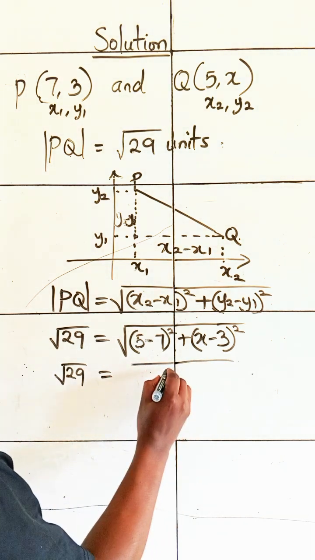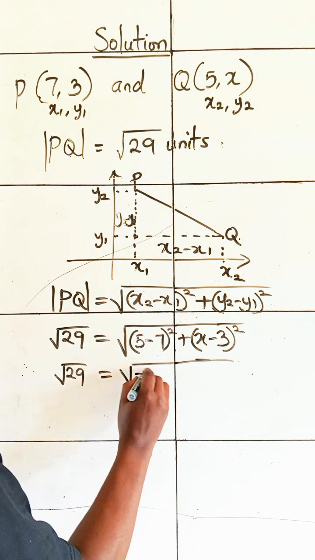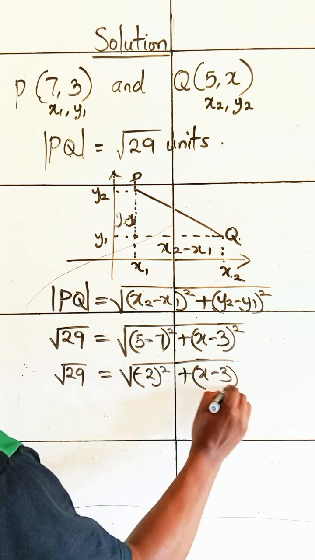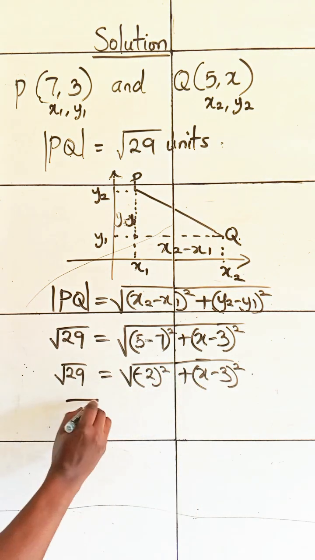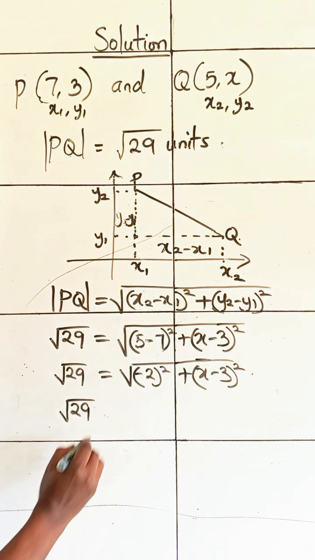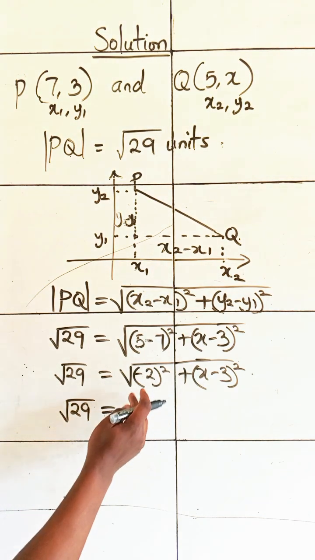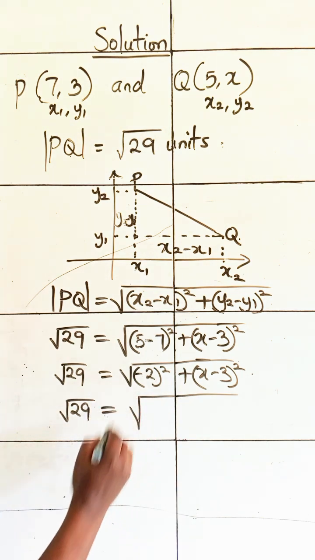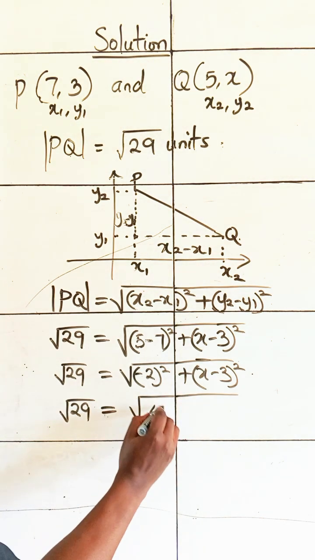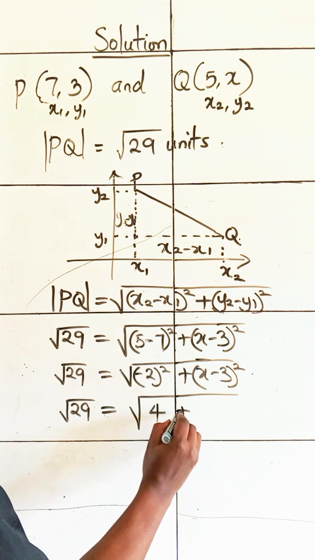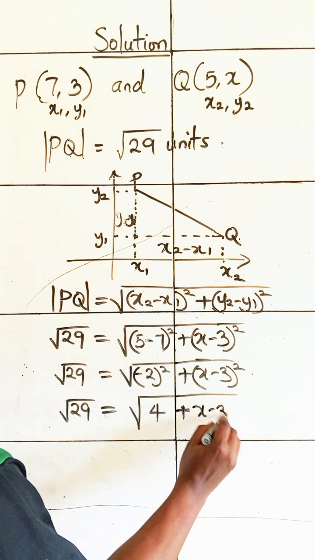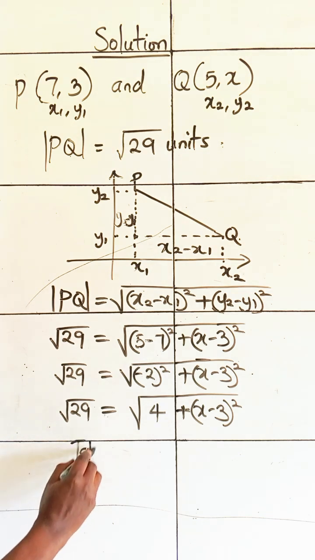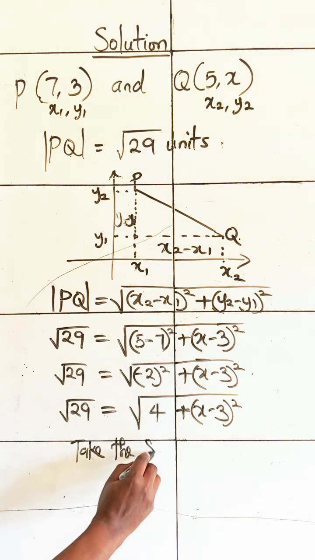So we have square root of minus 2 squared plus x minus 3 all squared. So we have square root of 29 equals minus 2 squared will give us 4, that's minus 2 times minus 2. So that will give us 4 plus x minus 3 all squared. Now we are going to take the square of both sides.